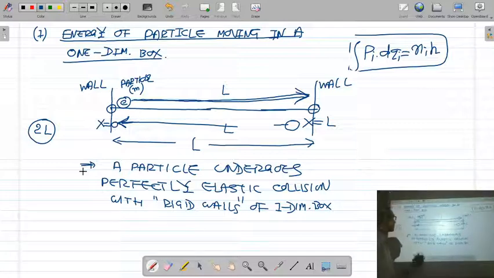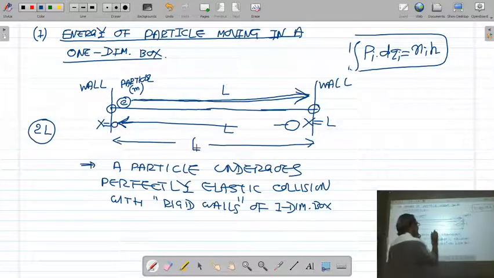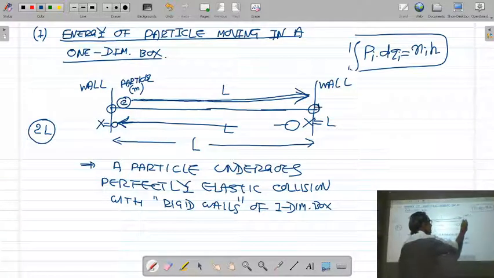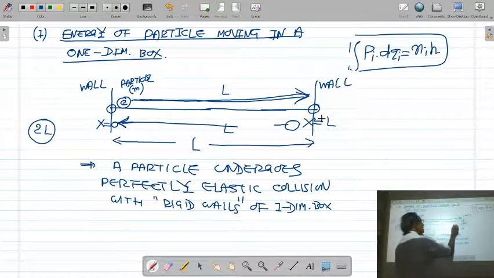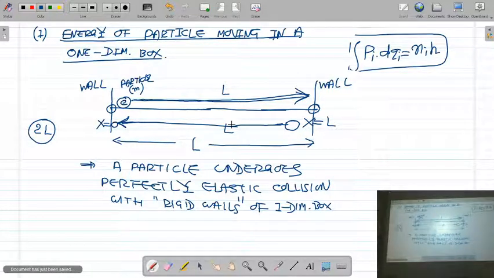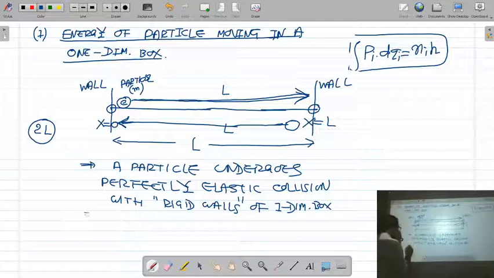Let's imagine a particle moving in a one-dimensional box of length L between two walls of the box, 0 and L. The particle undergoes perfectly elastic collision with rigid walls of the box. When the particle travels distance L, it will strike the other wall. After striking the other wall, it is reflected back, and after reflection, it will again travel distance L and come back to the original position. So the total distance traveled by the particle will be 2L during one period. Okay. Now, no forces are acting on the particle.